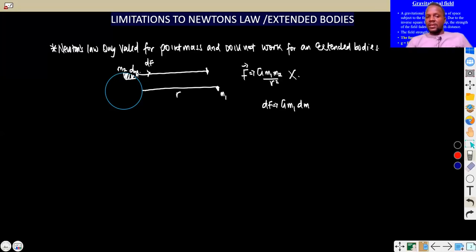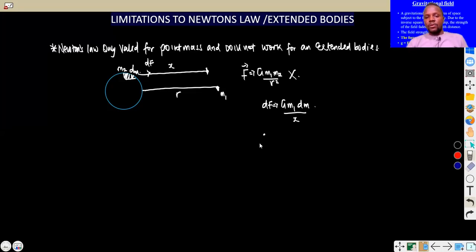Then we are taking the distance from here to here, which we can call distance x, which is the same thing from the point to that divided by x. Now to get the force for the whole body, what we do is go by the integration. You need to understand this. We go by the integration of this whole body.